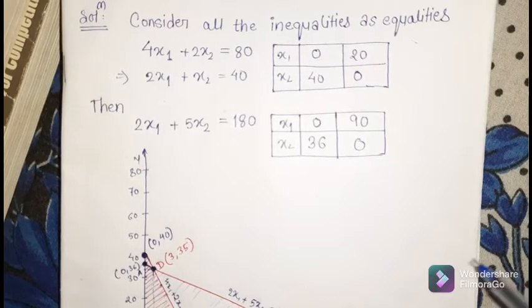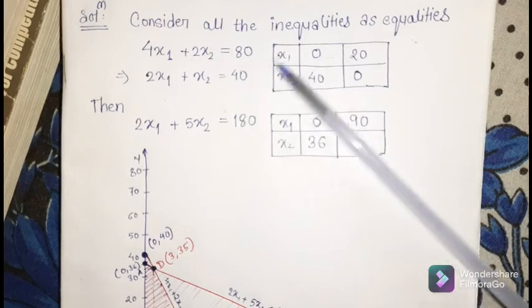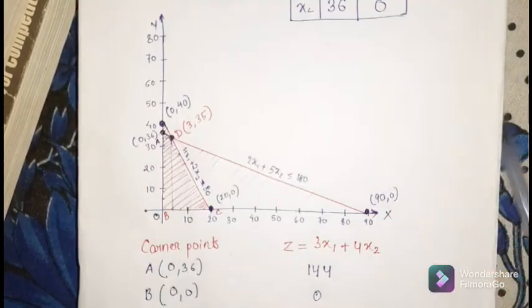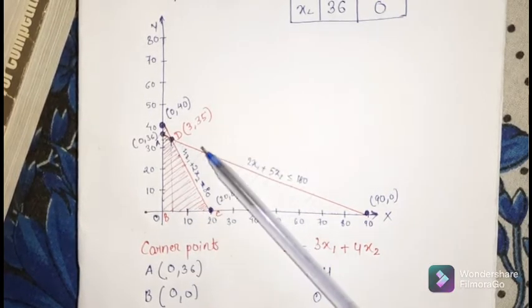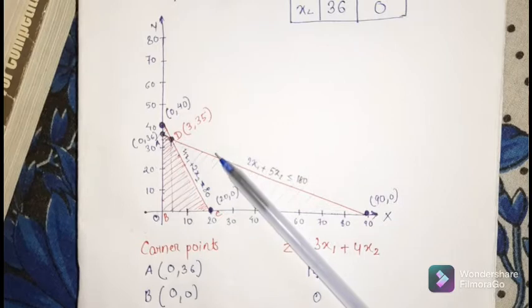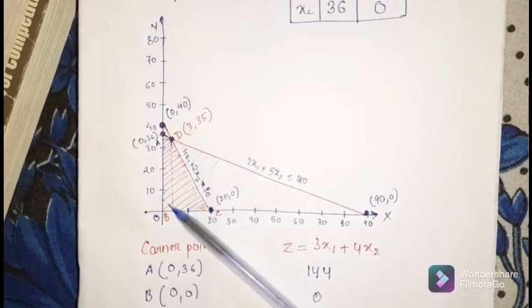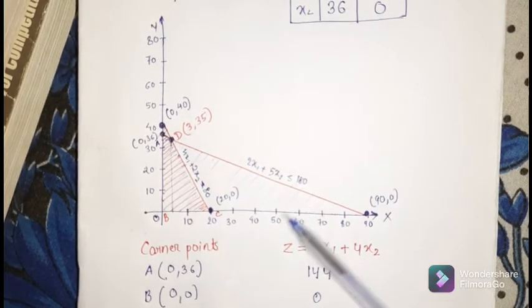First we have to consider the inequalities as equalities, and then we solve it and plot the graph. From the graph we have to find out the feasible region. How do we find the feasible region? We shade the lines according to the inequalities, then we get the feasible region, that is the common region from the shaded portion of all these constraints.